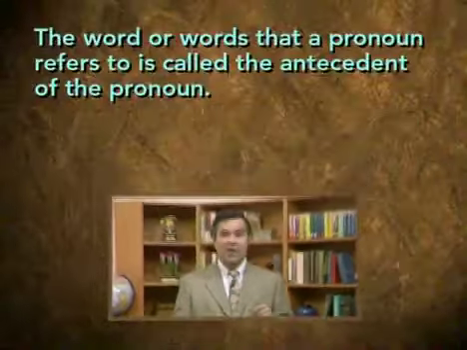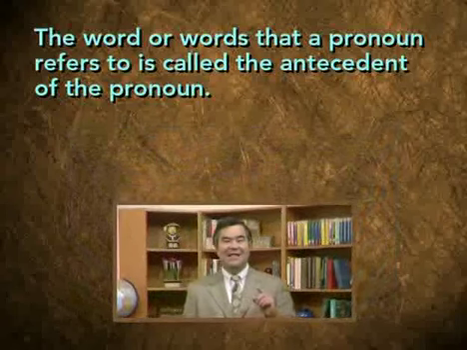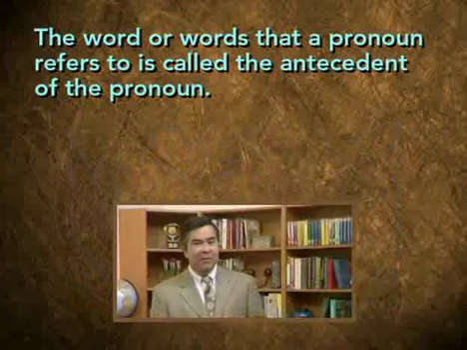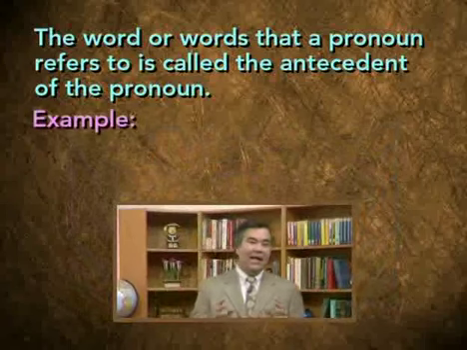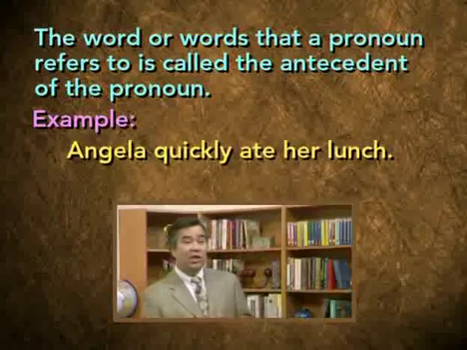As you can see, a pronoun always refers back to some noun, or in some cases, a group of nouns. And it's important that the connection between the pronoun and the noun or nouns to which the pronoun refers be very clear. The word or words that a pronoun refers to is called the antecedent of the pronoun. Here are a couple of examples of how an antecedent works. Angela quickly ate her lunch.